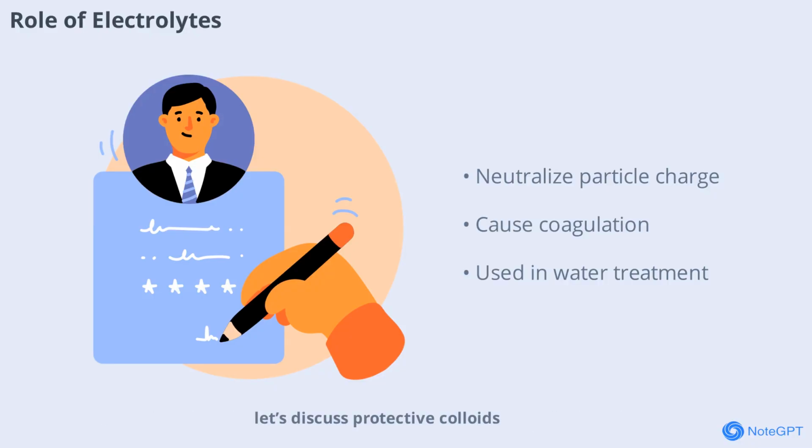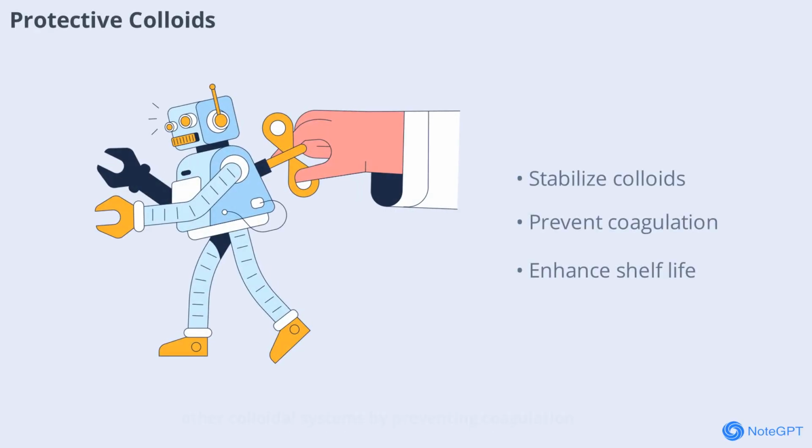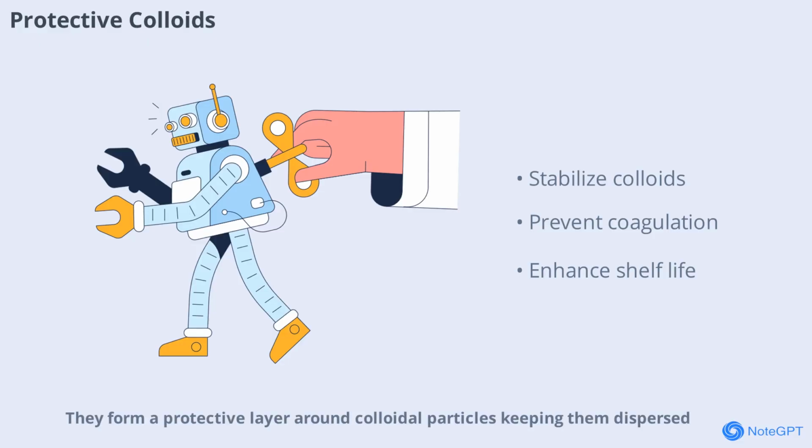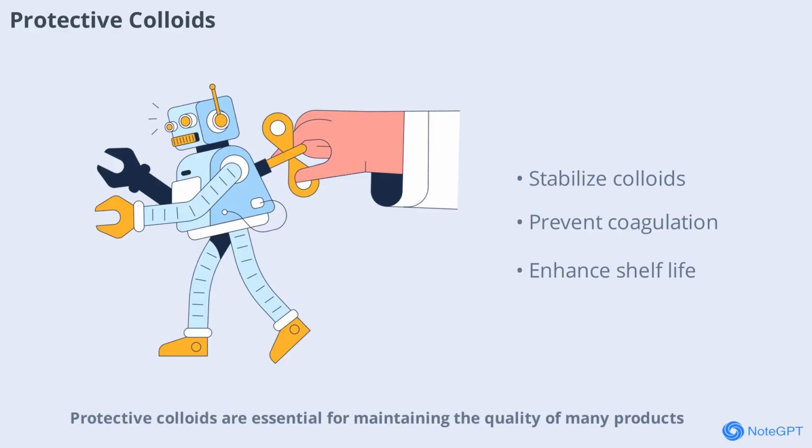Now, let's discuss protective colloids. Protective colloids are substances that stabilize other colloidal systems by preventing coagulation. They form a protective layer around colloidal particles, keeping them dispersed. Gelatin, casein, and gum arabic are common protective colloids. These substances are used in food, pharmaceuticals, and cosmetics to enhance stability and shelf life. Protective colloids are essential for maintaining the quality of many products.